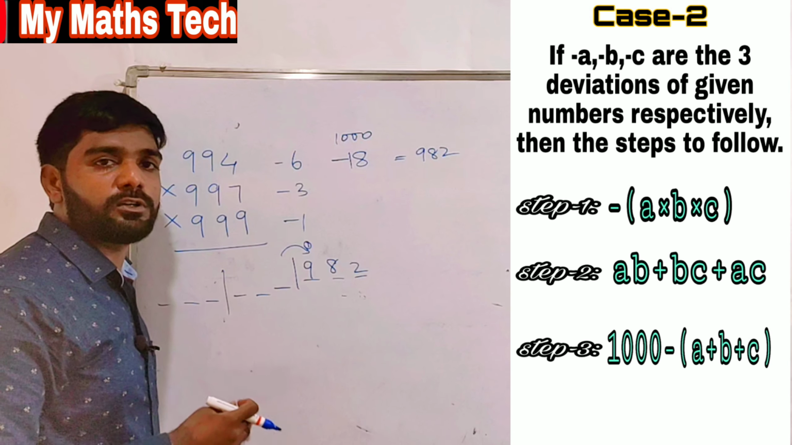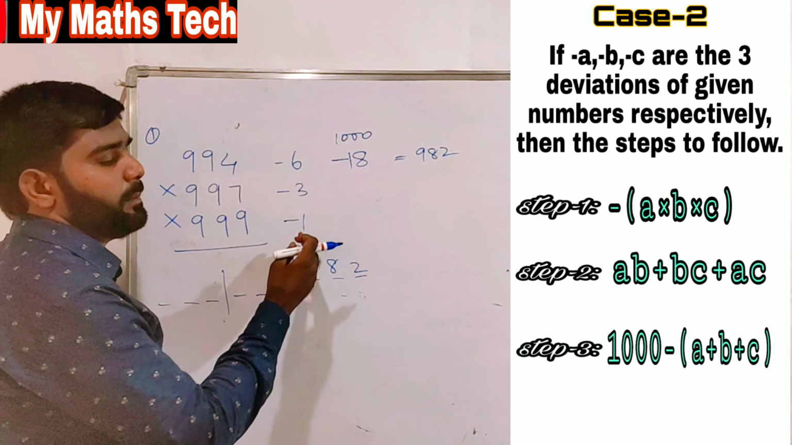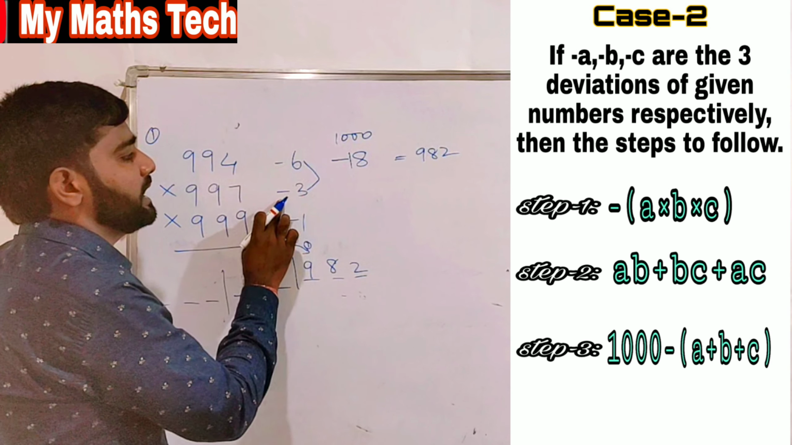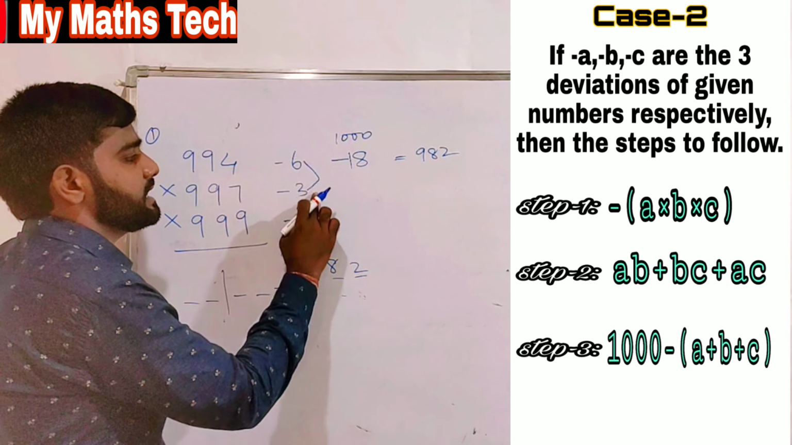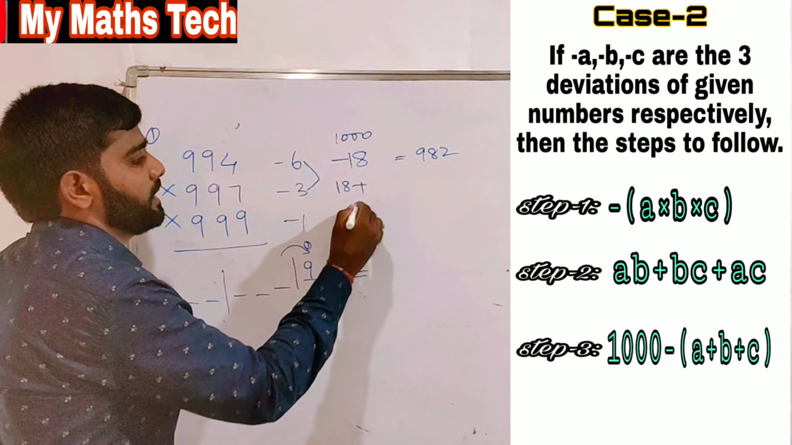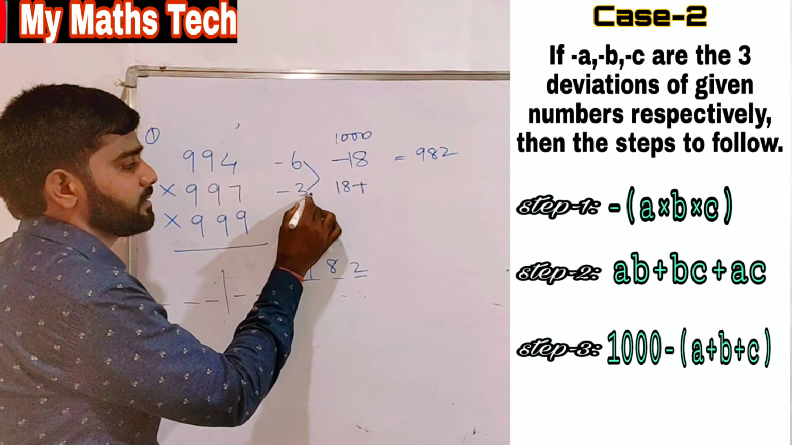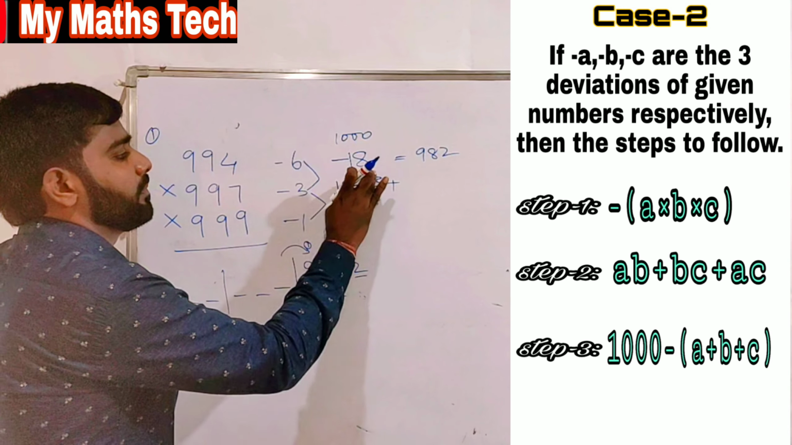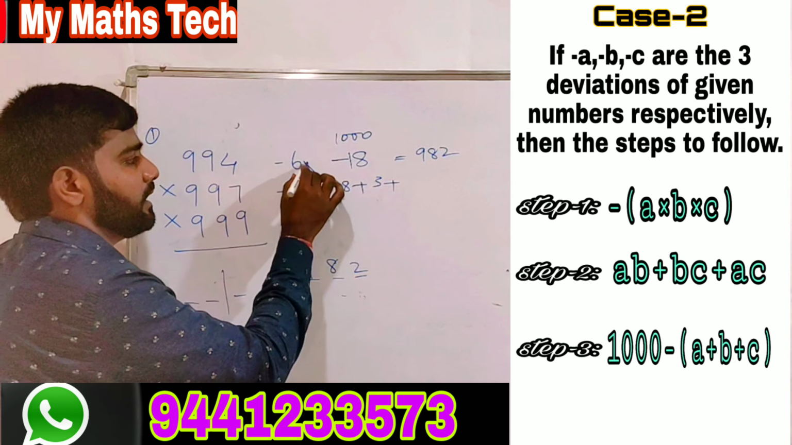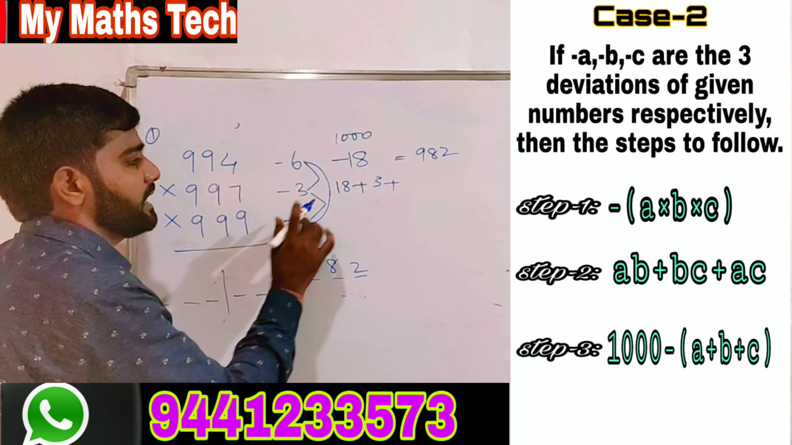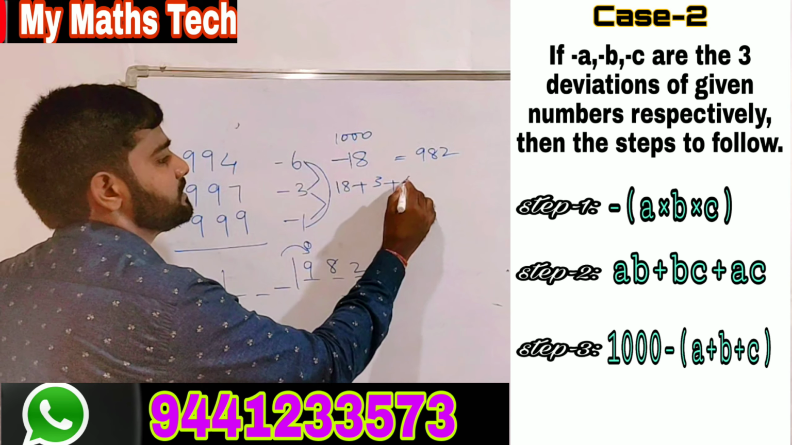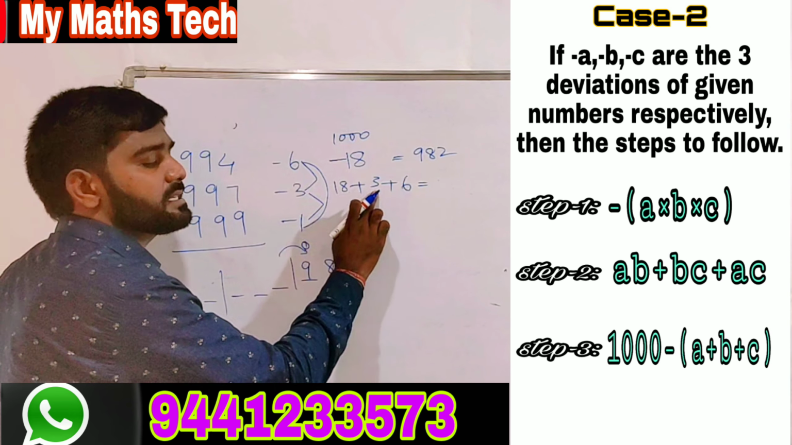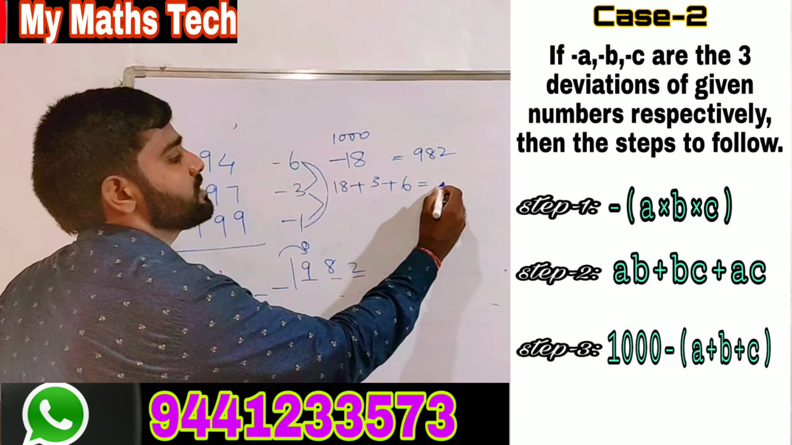Then in the second step we have to find the sum of the products AB plus BC plus AC. AB: minus into minus is plus, 6 times 3 is 18. Plus BC: minus into minus is plus, 3 times 1 is 3. And next AC: minus into minus is plus, 6 times 1 is 6. So their sum is equal to 18 plus 3, which is 21, plus 6 is equal to 27.